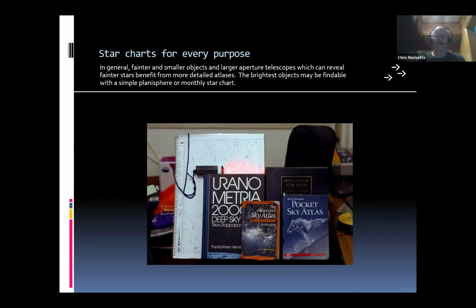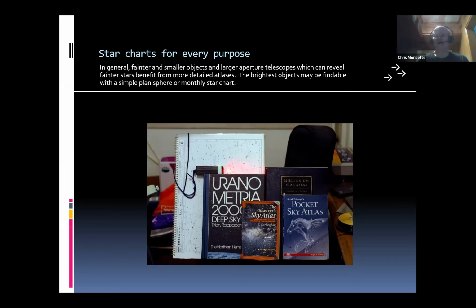In addition to the apps and the go-to mounts, there are some other classic materials out there that will help you better understand the night sky, better understand the stars, and help you when you get out there to actually star hop on your own. You'll see shown here on this slide some various references, Pocket Sky Atlas being prominent among them. These are very detailed atlases and references that you can use to better learn the night sky and better prepare for a night out under the stars.